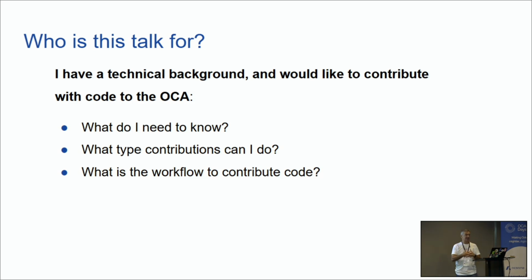Okay. So who is this talk for? This is for people who have a technical background and like to contribute with code to the OCA. The high-level agenda: what do I need to know? Important things you need to know, and documentation that you should have a look at before getting started. An important topic too is what type of contributions I can do, because there are different kinds of contributions that have different levels of difficulty, and you can go gradually on the easier stuff until you are confident, and then you go for the harder ones to get merged.